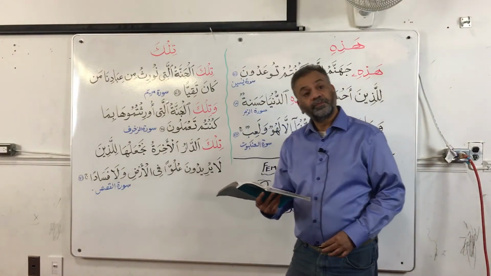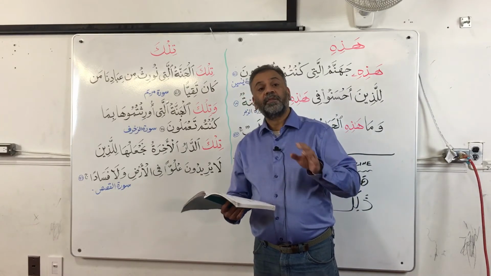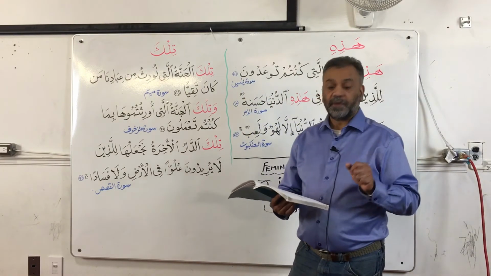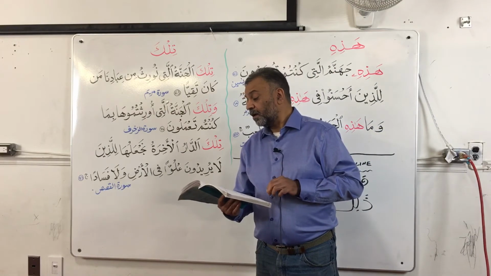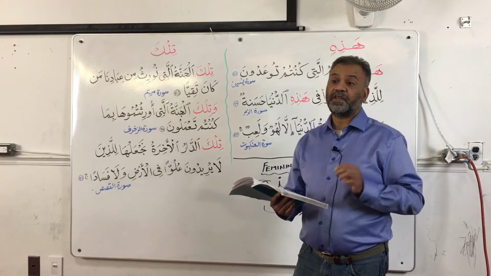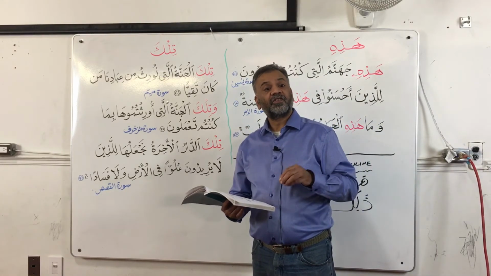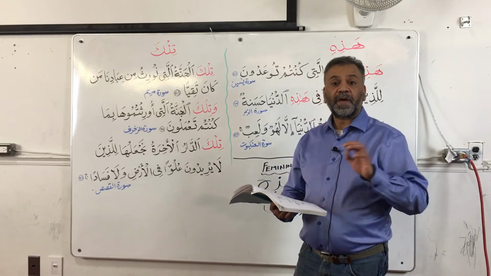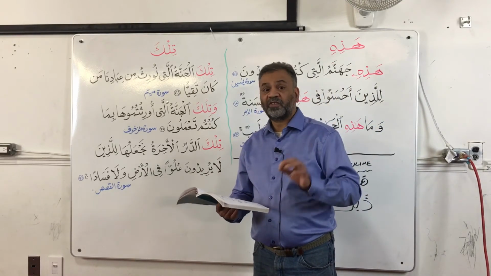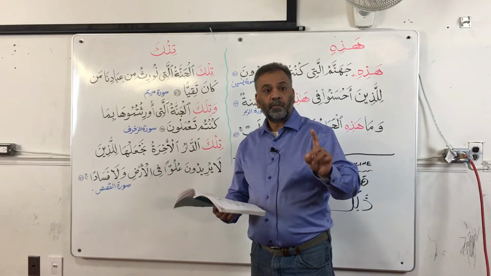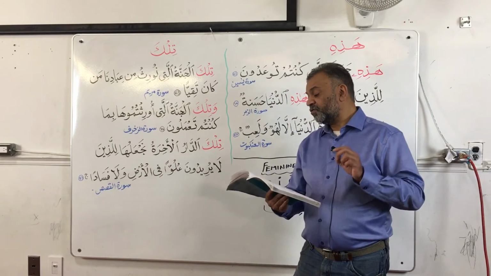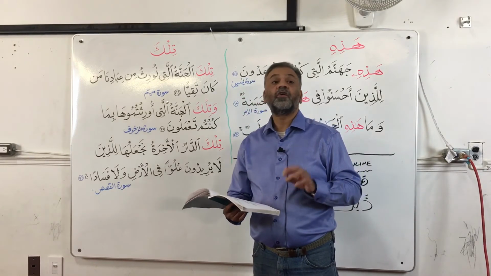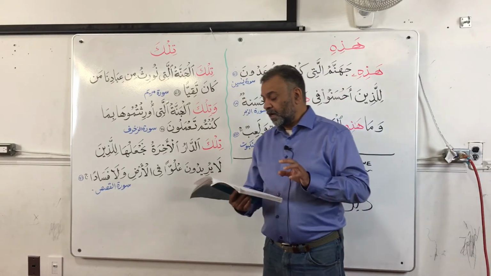Number 6, Khatijatu bintu Hamidin. Khatija is daughter of Hamid. Number 7, Ana ibnul Mudarrisi. I am son of the teacher. Number 8, Qalamut Talibi Maksurun. Qalamut Talibi, pen of the student is broken. So, there is one student whose pen is broken. Number 9, Babul Masjidi Maftuhun. Door of the masjid is open. Maftuhun, open.